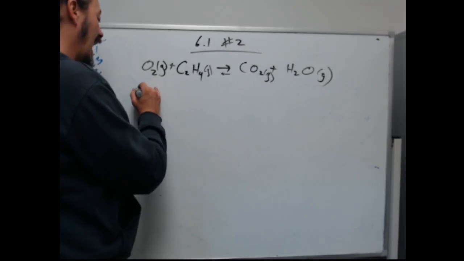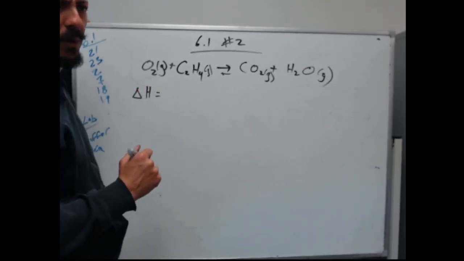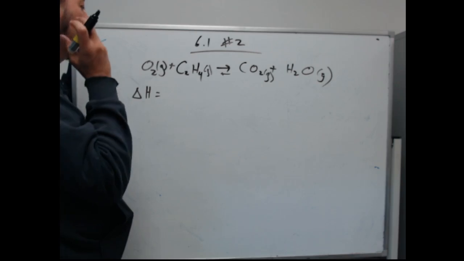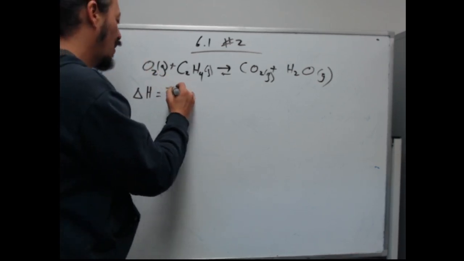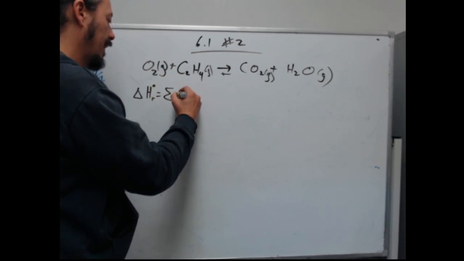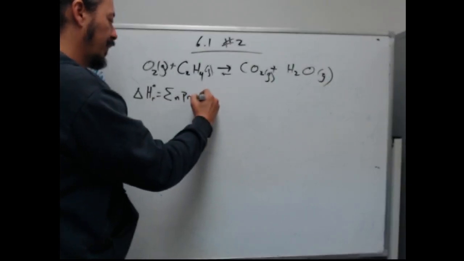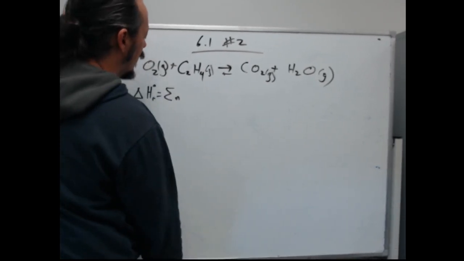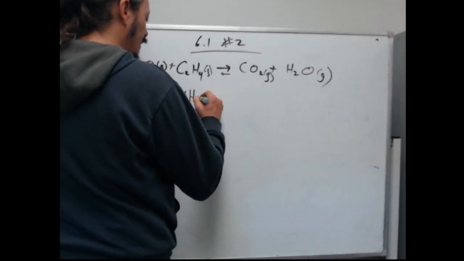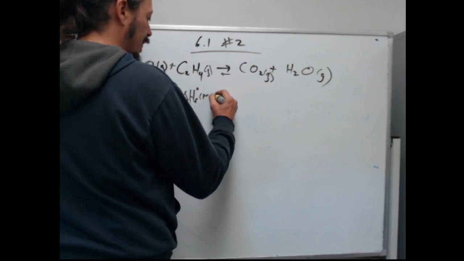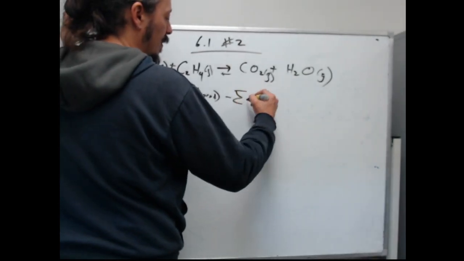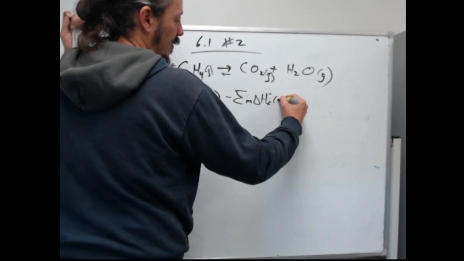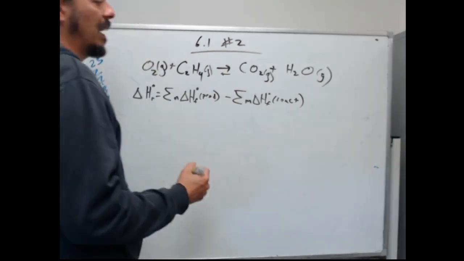We have to get a delta H for the reaction. This is kind of a review problem. I'm surprised I put this on 6.1. We have to get a delta H for the reaction, so we're going to do sum of products. Oh, wait, I'm writing the wrong thing. Sum of delta H of formation of products minus sum of delta H of formation of reactants. All right, going back to like week 1 stuff.